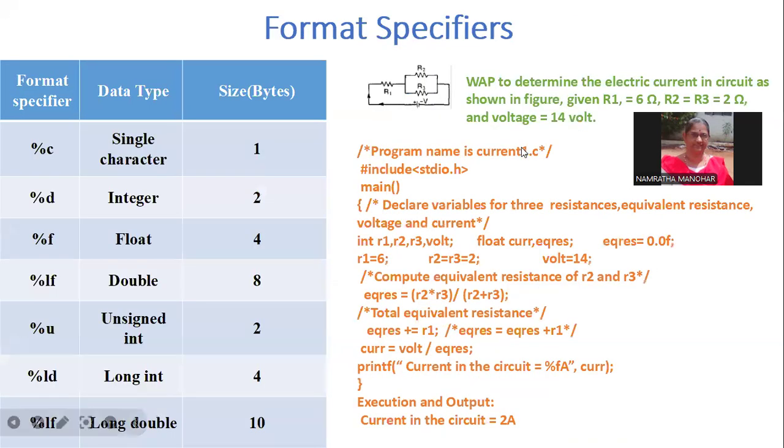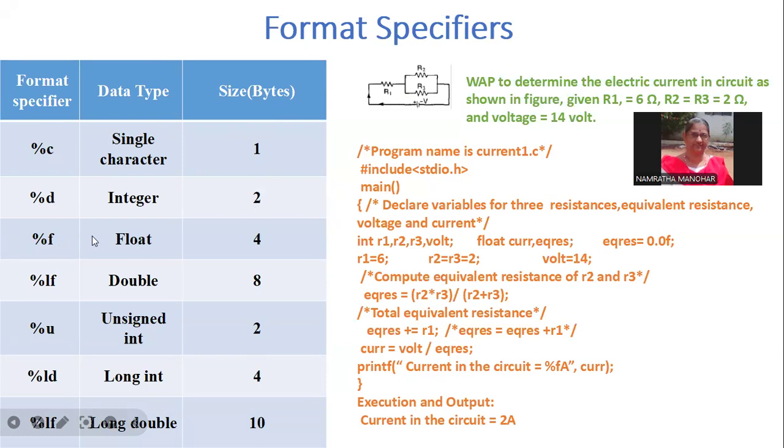Now, what are the various format specifiers provided? Let us see. Format specifiers: %c is for a single character. And every data type occupies some memory space. So here, this data type has a size of 1 byte. Integer is %d, it occupies 2 bytes.